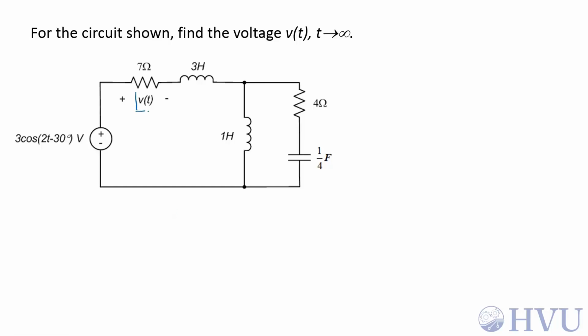We want to find the voltage V of t across this 7 ohm resistor in this circuit as t goes to infinity. As usual, we want to develop a plan for what we want to do, so let's take a look at what's important about this.